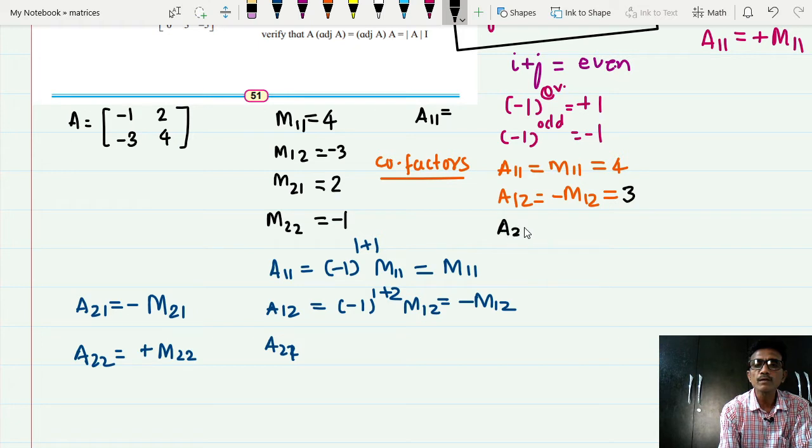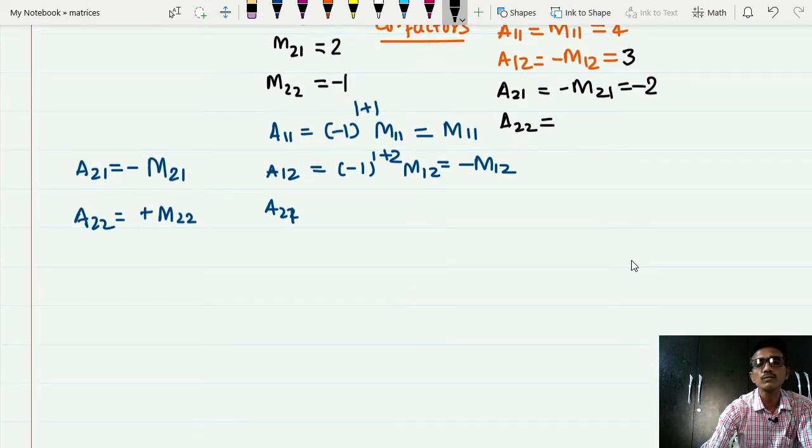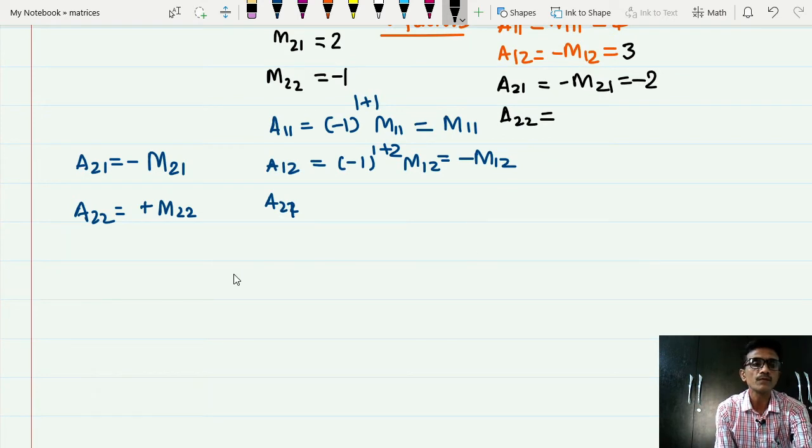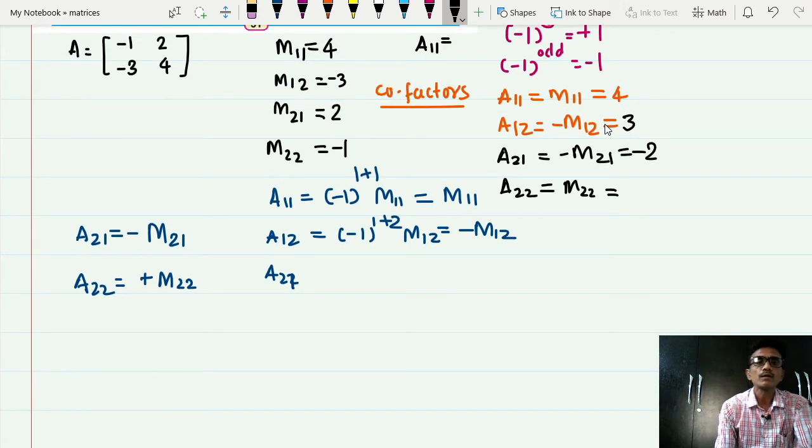Then a21 is equal to minus of m21. m21 is 2, so its minus will be minus 2. And a22 is equal to m22. Here m22 is minus 1, so it is minus 1. So we have got all the cofactors.